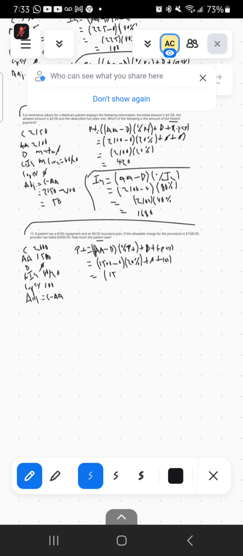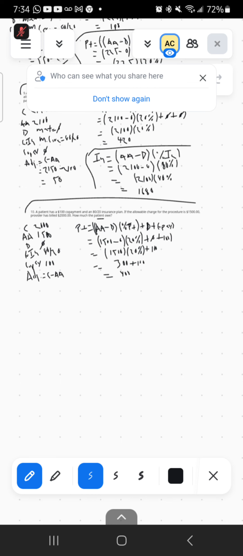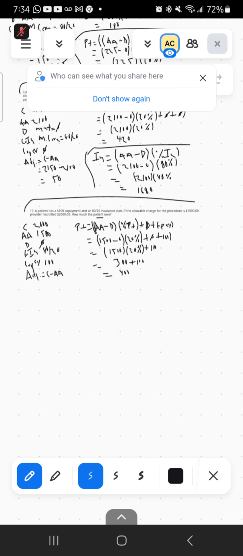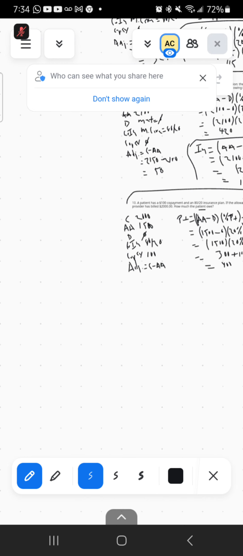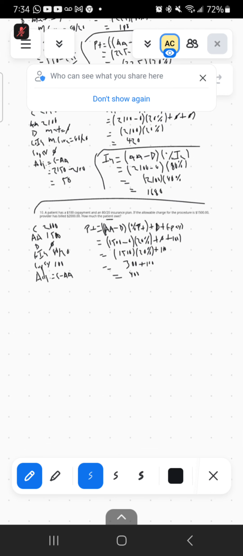Now we do 1,500 minus 0 is 1,500 times 20%, plus 0, plus 100. Then this is 300 plus 100. This should be 400.